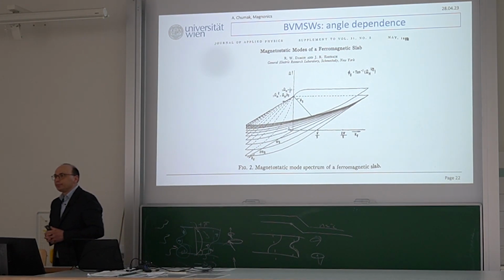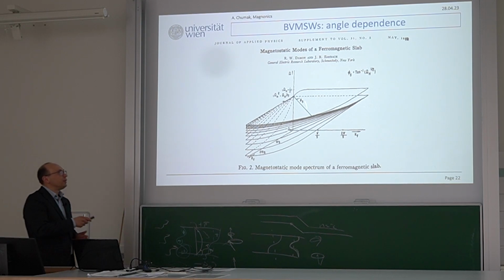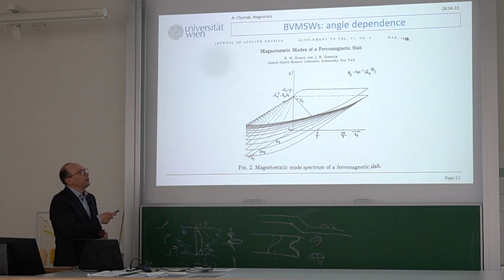Yes, Rostislav? In this graph, I think you can see that the Damon-Eshbach mode, the magnetostatic surface spin wave, is with group velocity 0 at 45 degrees. It's not 45 degrees, but you're absolutely right. We will discuss it in the Damon-Eshbach part.